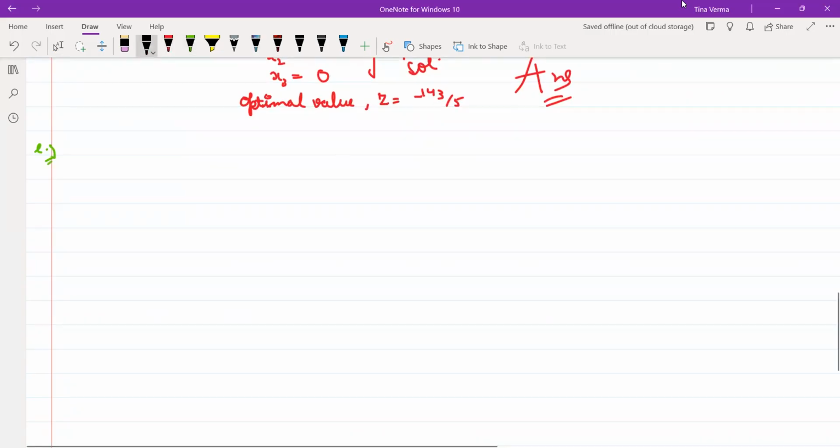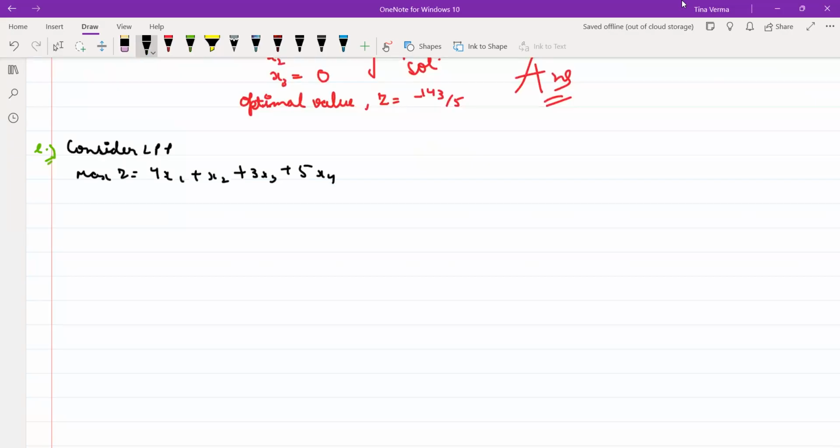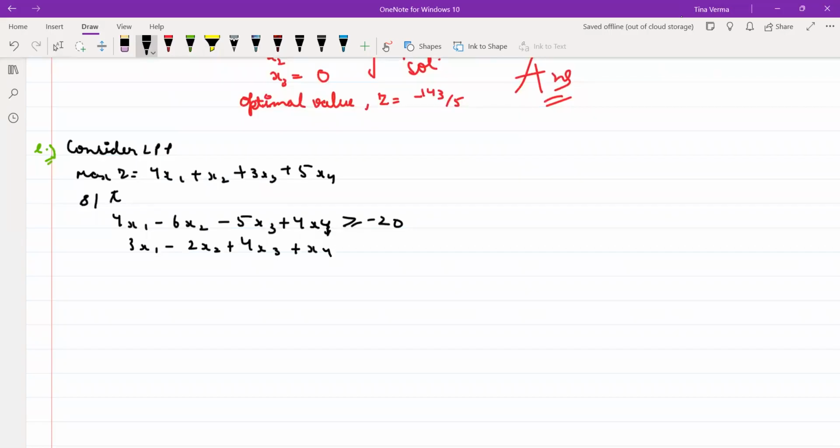You are given this LPP. Maximize z equal to 4x1 plus x2 plus 3x3 plus 5x4, subject to the constraints 4x1 minus 6x2 minus 5x3 plus 4x4 greater than or equal to minus 20, 3x1 minus 2x2 plus 4x3 plus x4 less than or equal to 11, 8x1 minus 3x2 plus 3x3 plus 2x4 less than or equal to 23.